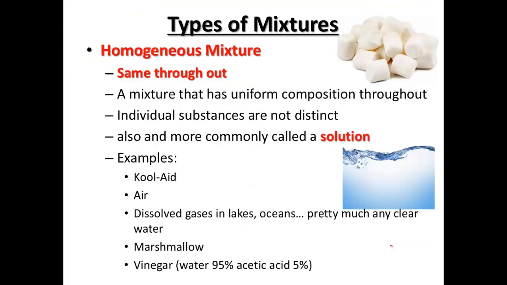Our second type of mixture is homogeneous. Homogeneous means to be the same throughout. It's a mixture that has uniform composition. Again, the word uniform means the same throughout. Individual substances are not distinct, so it all looks the same. These are a lot of times commonly known as solutions. Kool-Aid, if you make it correctly, would be an example of a solution.